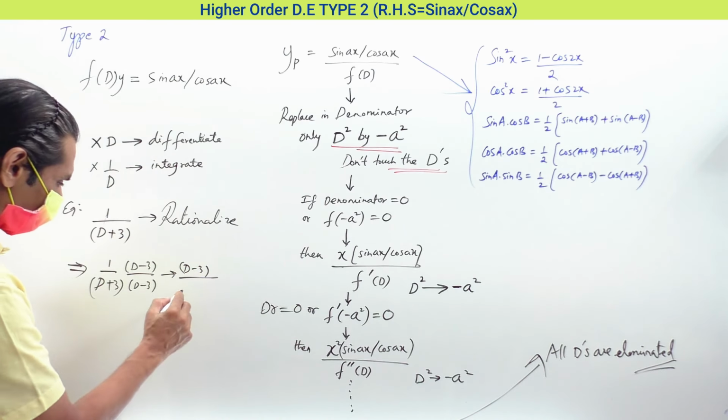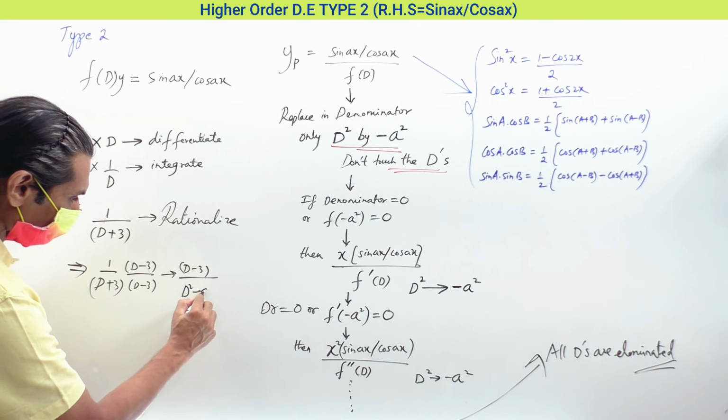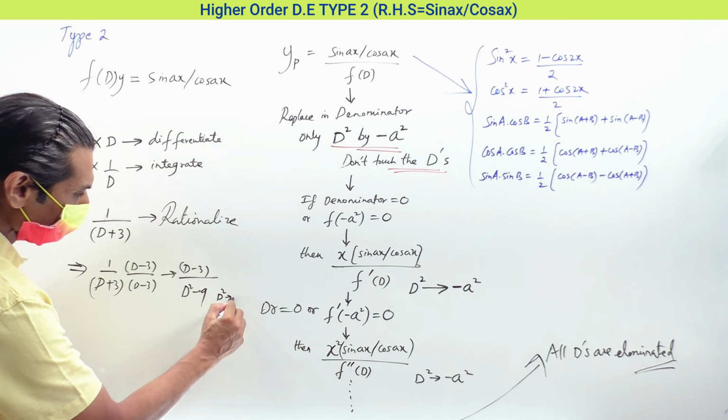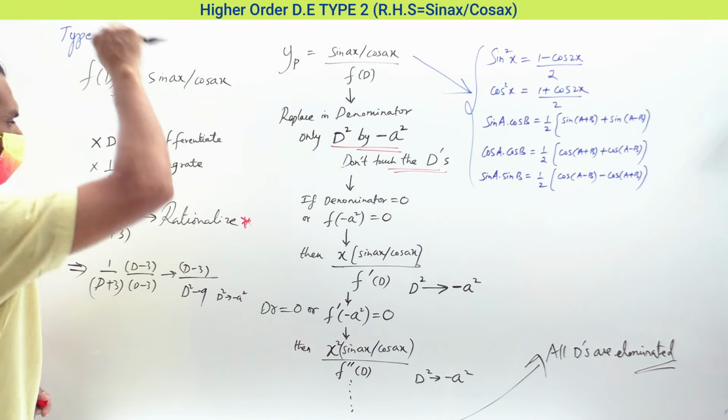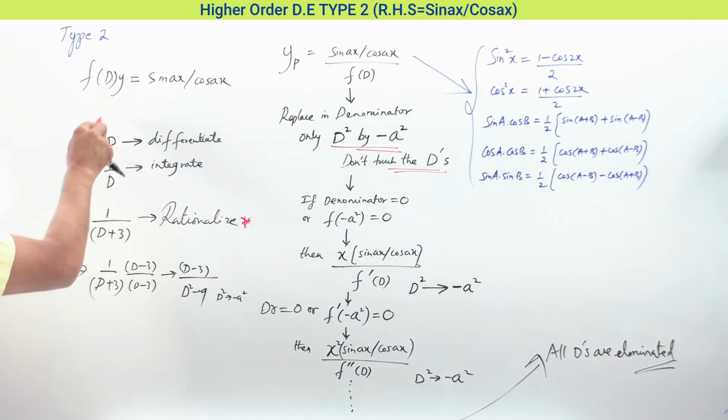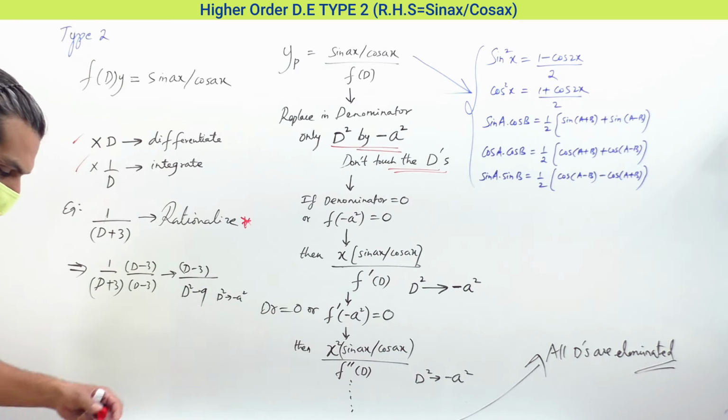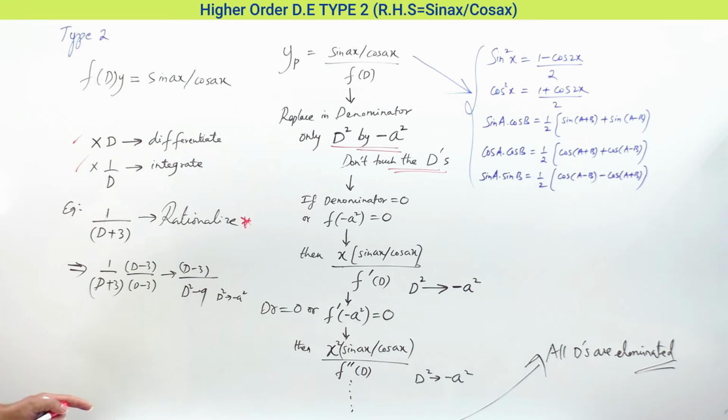Practically, I am solving the problems upon d square minus 9. Again, replace d square by what? Minus a square. This is what to do. Very important. We rationalize. Into d means differentiate, upon d means integrate. This is the complete theory.